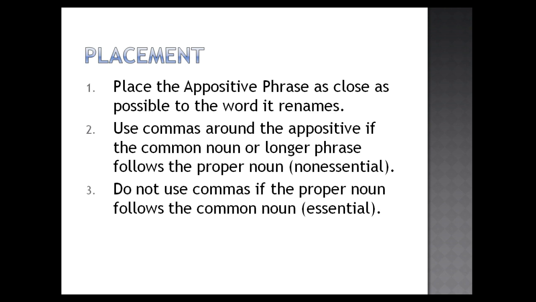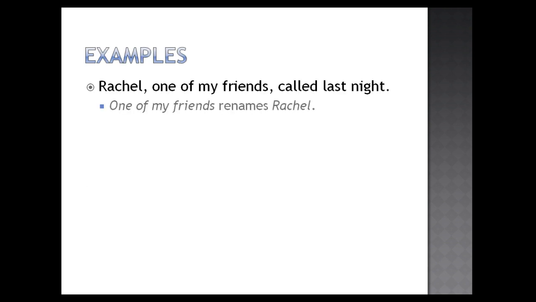We typically don't use commas for an appositive if the proper noun follows the common noun, especially if it's a shorter phrase coming in front of that proper noun. An example, Rachel, one of my friends, called last night. Commas there indicate that one of my friends is renaming Rachel, so both the commas are absolutely necessary.